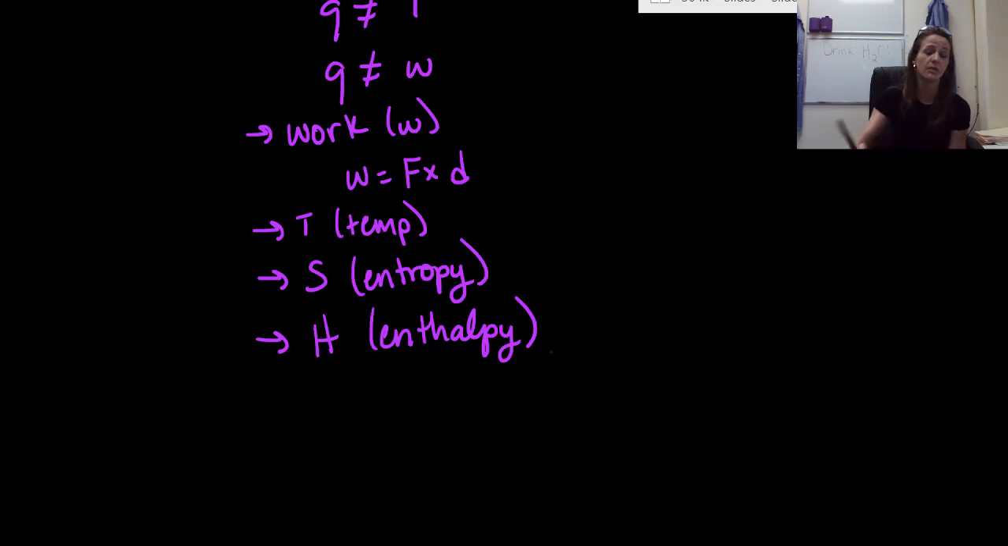So we have our Q sub P is equal to delta H, or we could write delta H is equal to Q sub P, just by definition. You have to know this. This is not a thing you can just kind of forget. You need to know these definitions. All right, so that's just our basic vocab.